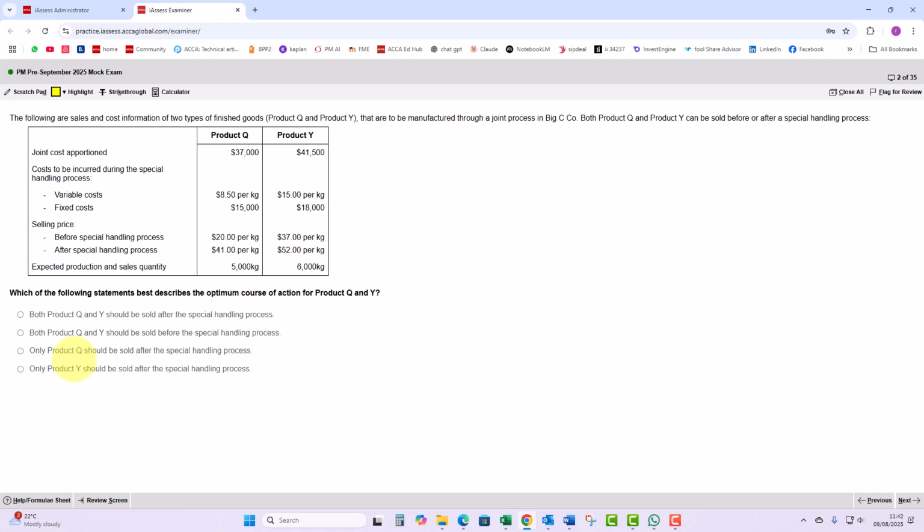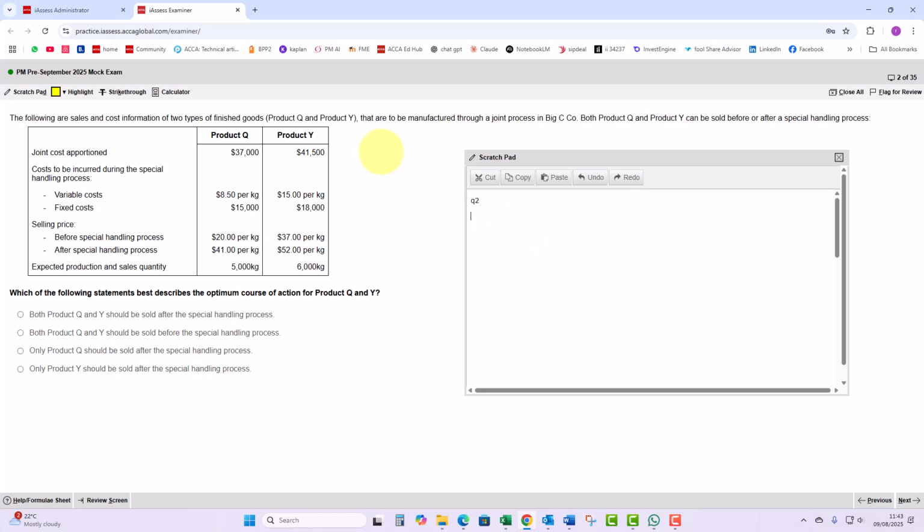On to question 2, I always read the requirement first, then the setup, and the options here are all 4 permutations of whether we sell products Q and Y before or after the special handling process. The apportioned joint costs are considered sunk costs, so we don't take those into account. These sorts of questions, we know we're going to have to do some calculations. We're going to have to do it for product Q and product Y. And often the trick is just thinking what's the most efficient way to get to an answer to know whether we should sell product Q before or after the additional handling, and same for product Y.